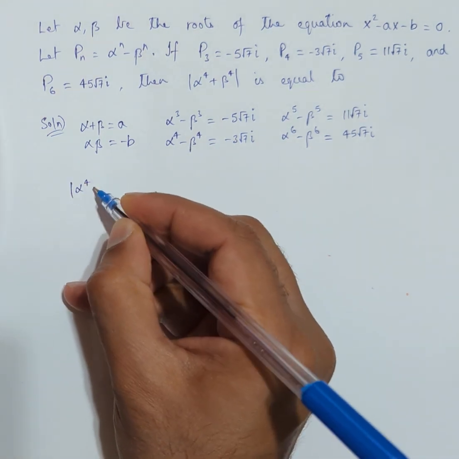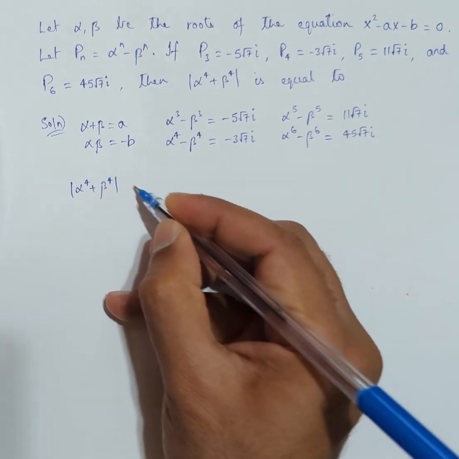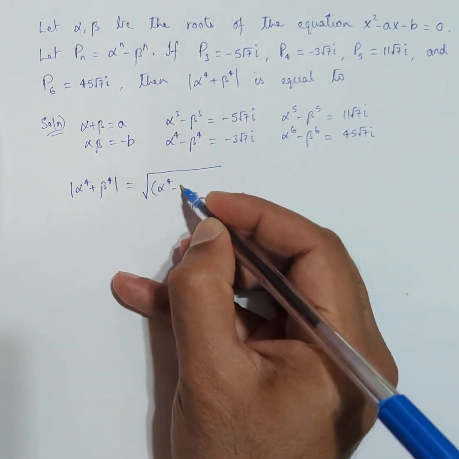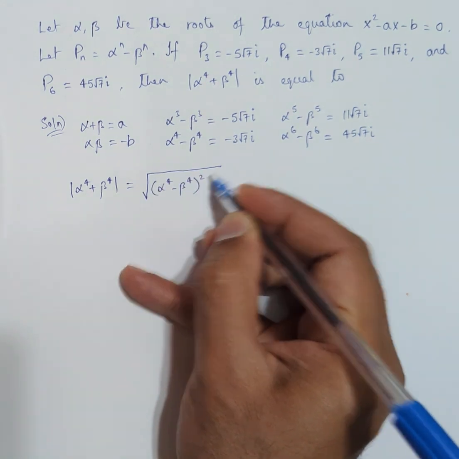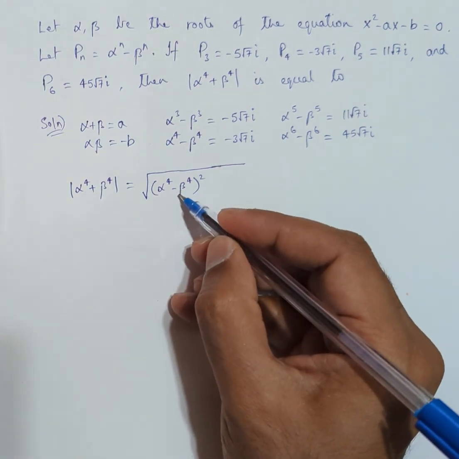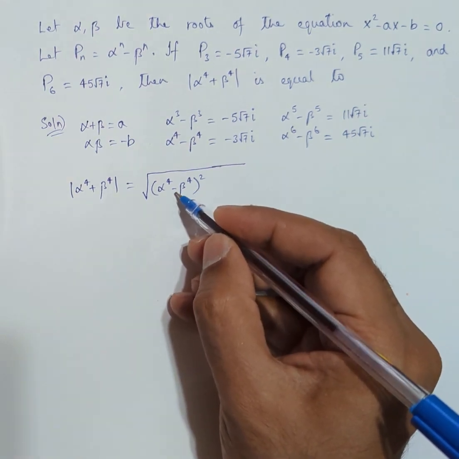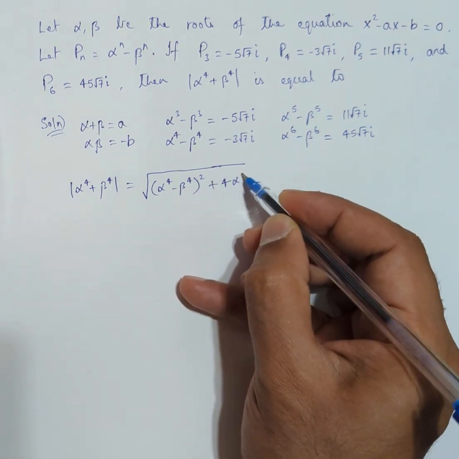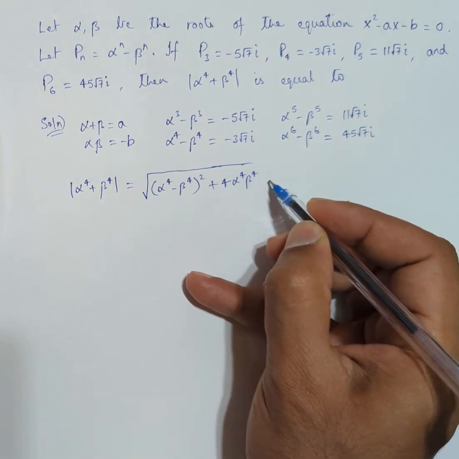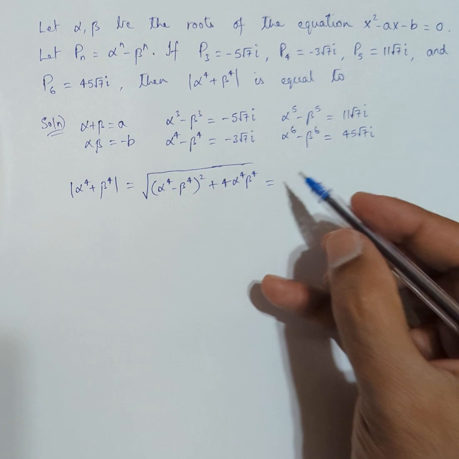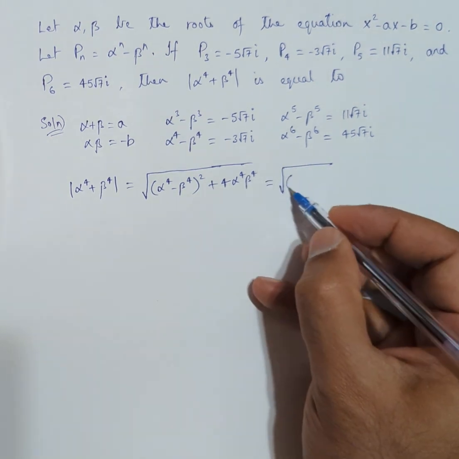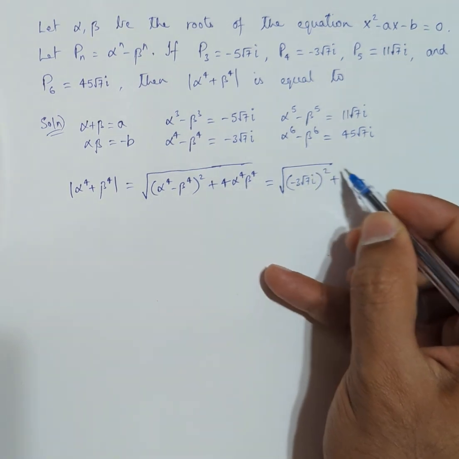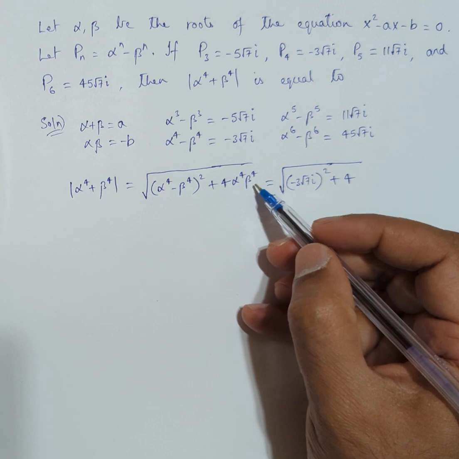So I can rewrite the absolute value of alpha to the 4 plus beta to the 4 as the square root of alpha to the 4 minus beta to the 4, squared, and then I would get minus 2 alpha to the 4 beta to the 4, but I want plus 2, which means I will have to add plus 4 alpha to the 4 beta to the 4. Now notice this, I can plug in this number, which is negative 3 root 7i, plus 4. Now what is alpha to the 4 beta to the 4?